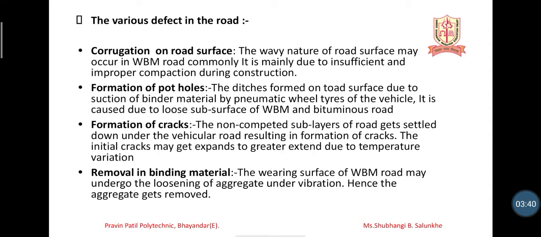The wave nature of the road surface may occur in a WBM road commonly. It is mainly due to insufficient and improper compaction during construction. Corrugation of the road means on the road surface there is an up and down, a wavy form. If you see that there is some wavy form present on the road, that is one type of defect, and that defect is known as corrugation.